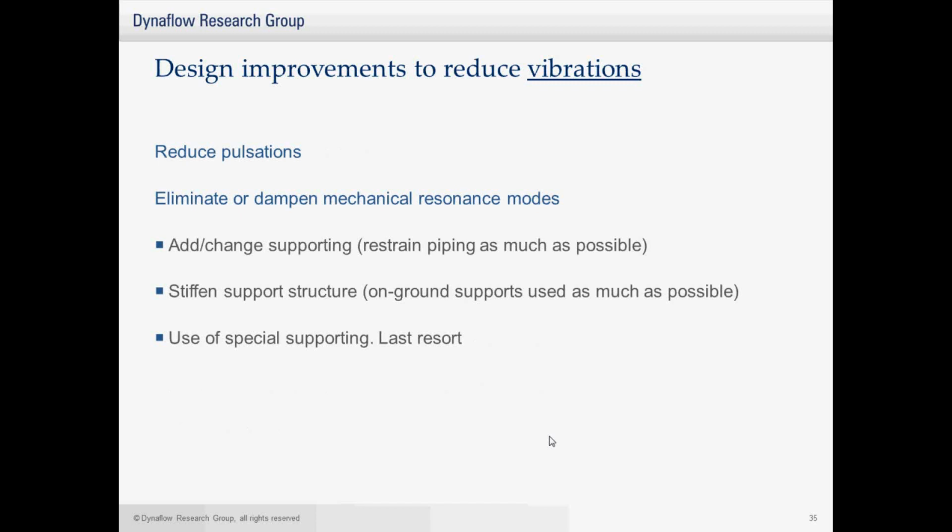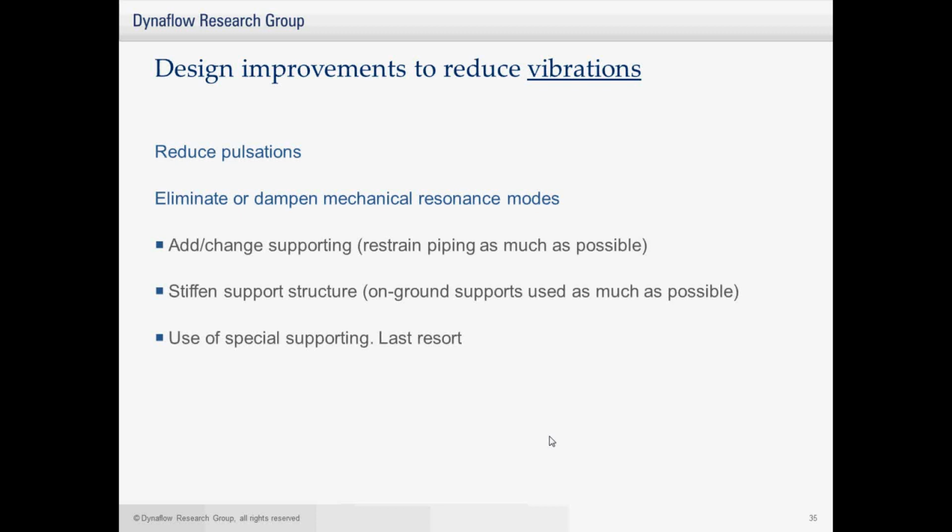Design improvements to reduce vibrations. First of all, reduce the pulsations. This is probably the easiest way. But if that's not possible because you're already fixed on the design of your acoustical system, then you can also try to eliminate or dampen mechanical resonance modes. And this mostly is done by adding or changing supporting.